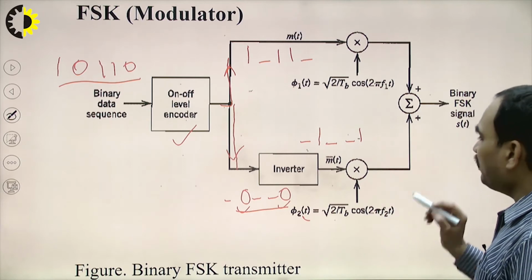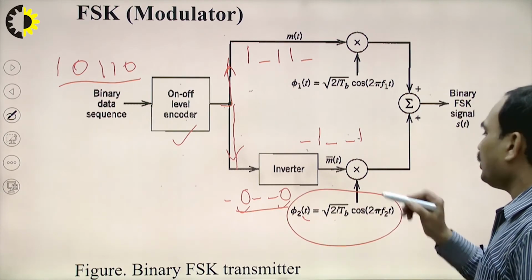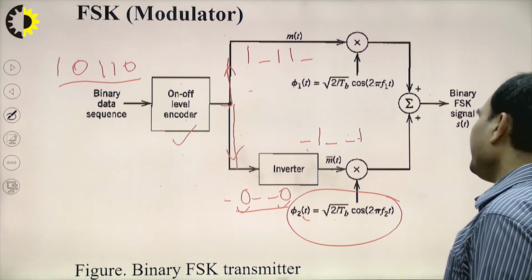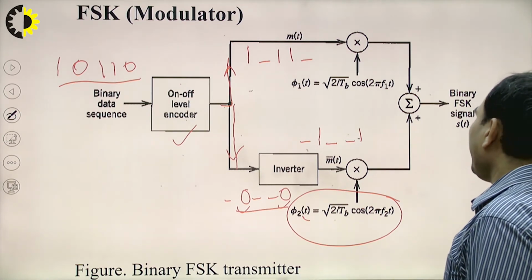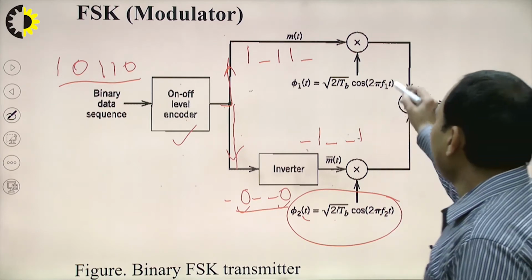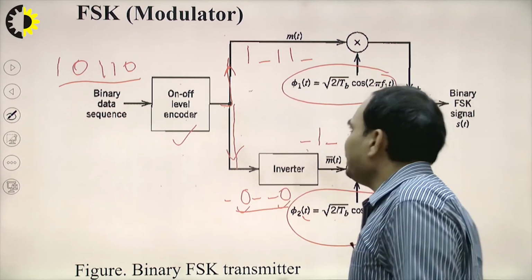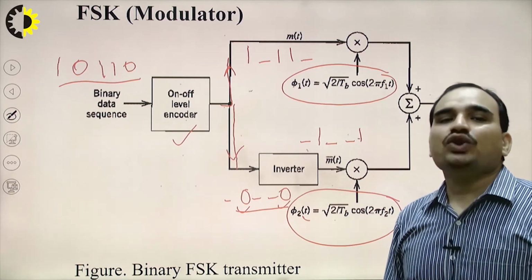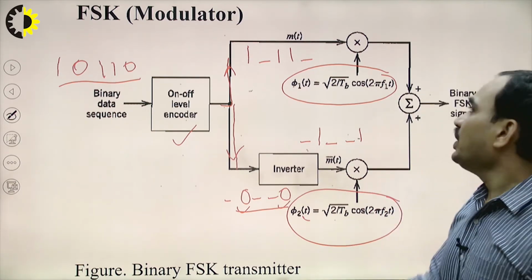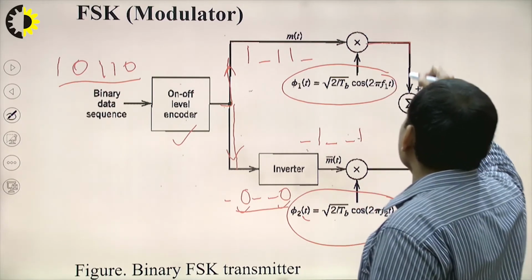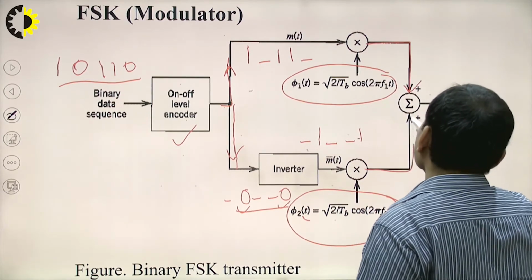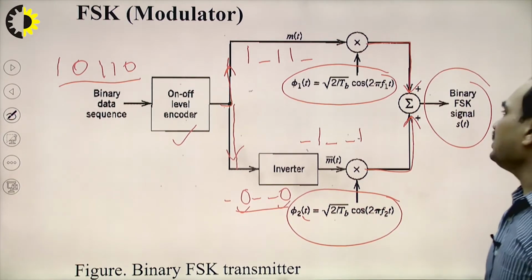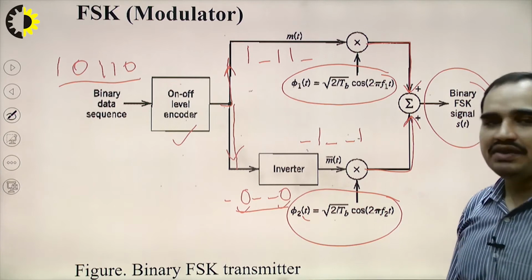Okay. Now here we have, after the inverter, we have this. Now we can easily multiply our basis function, or you can say the second carrier phi 2t, that is equal to root 2 by TB cos of 2 pi f2t, and here we are multiplying it with the higher frequency, that is phi 1t, that is root of 2 by TB cos of 2 pi f1t. Now after the multiplication with the product modulator, these two signals are summed up, and the summation of these two signals is given by the binary FSK signal.